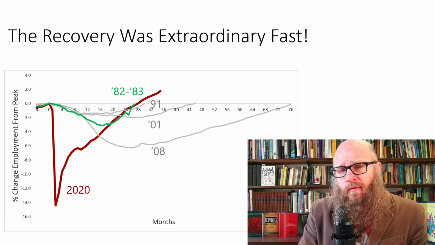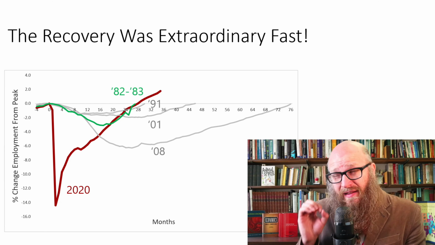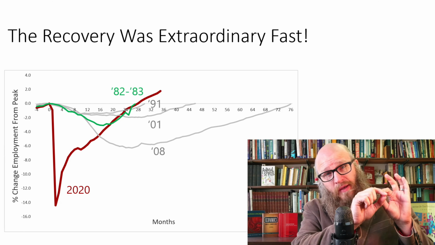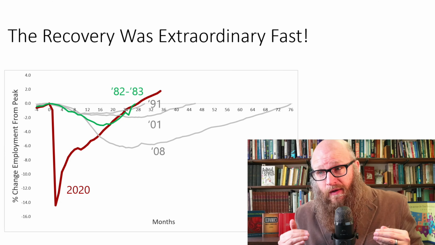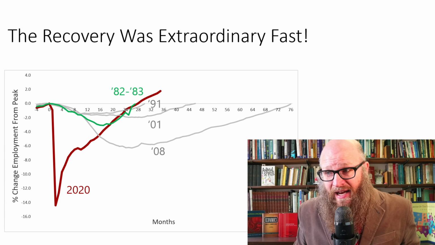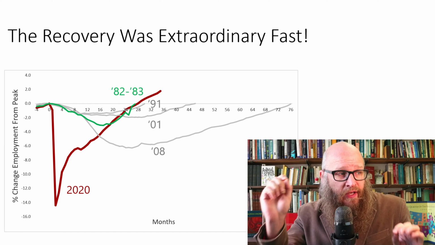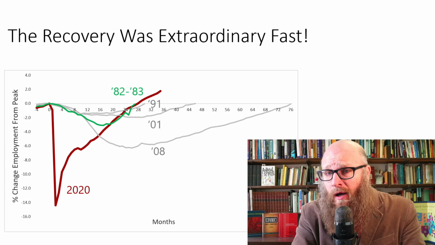What was the result of these payments? The macroeconomy recovered fast. This graph shows the percentage change of employment from the peak. We have recessions going back to the early 80s. We have the 91 recession, the dot-com 01 recession, and then the housing recession of 08. We can see the 08 recession was the deepest, total employment shrunk by 6 to 8%, but it also took 5 years before we had the same number of jobs that we had before.